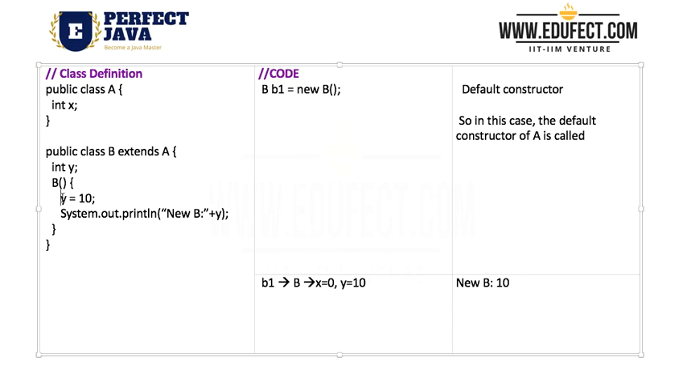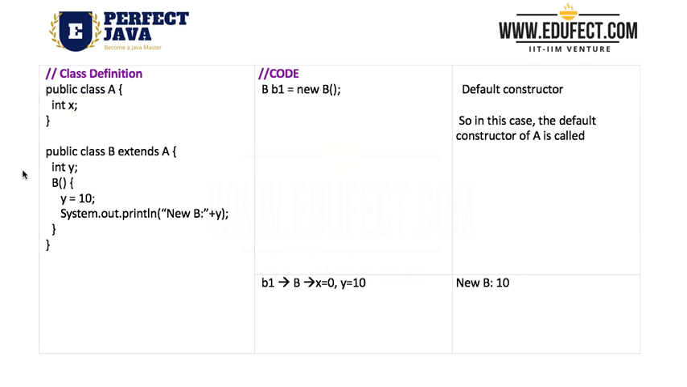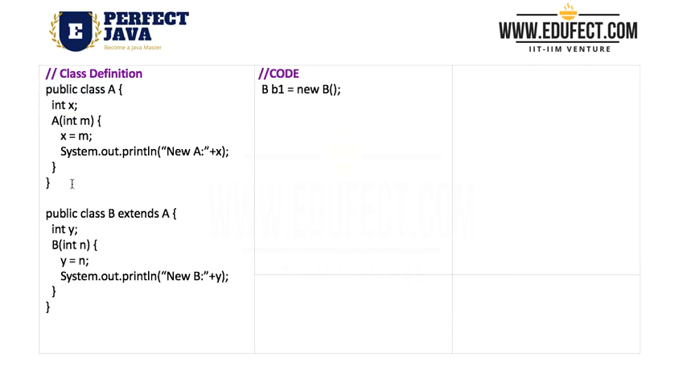So in this case, again, the constructor of the parent is getting called. So constructor of the parent will get called every time. In this case, because in this class there was no constructor, there was a default constructor and the default constructor got called. Okay. Let's look at one more example here.